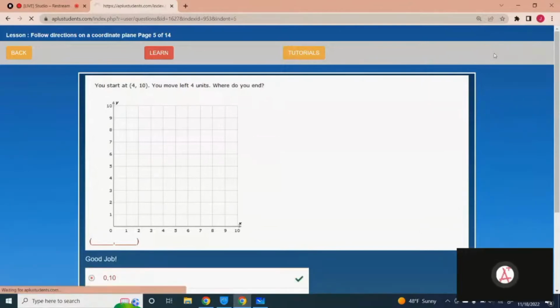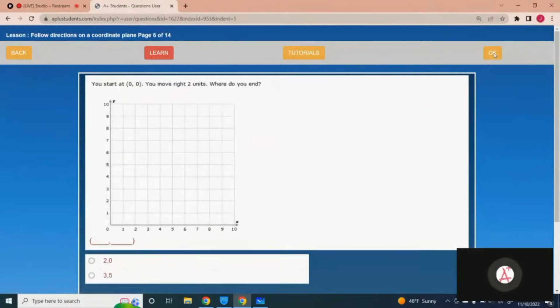Okay, the next one is you started from 0, 0. You moved right 2 units. Where did you end? Which option is the correct one? You have to add 2 to the x value because you moved right. Got it? Now the new coordinates are 2 and 0. Got it?